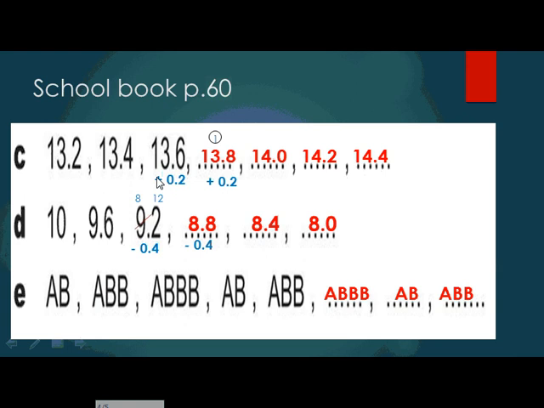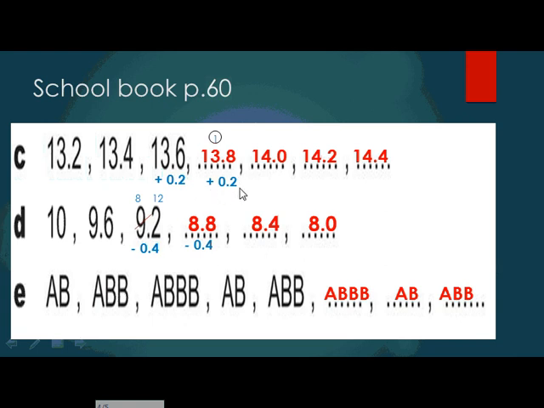Again, I'm going to repeat the pattern. So I'm going to repeat the rule, plus 0.2. Here, what I'm going to add, 8 plus 2 equal 10. I'm not going to write the whole 10. I'm going to write only the 0. Then I'm going to carry up 1 next to the units digit. 1 and 3 equal 4, and 1 plus 0 equal 1. So the answer is going to be 14.0. You are going to write it like this.